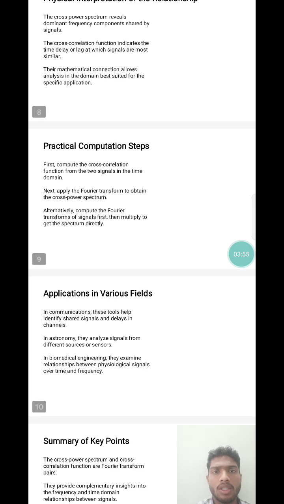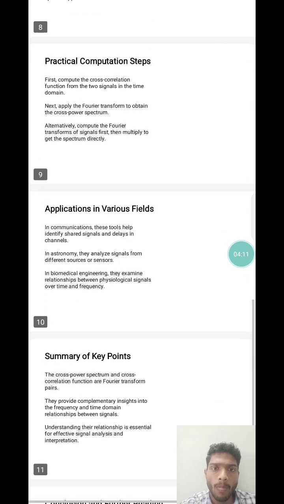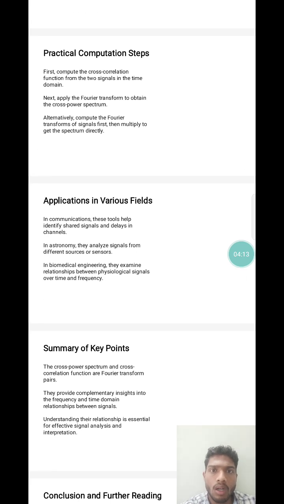Practical computation steps. First, compute the cross correlation function from the two signals in the time domain. Next, apply the Fourier transform to obtain the cross power spectrum. Alternatively, compute the Fourier transform of the signals first, then multiply to get the spectrum directly.